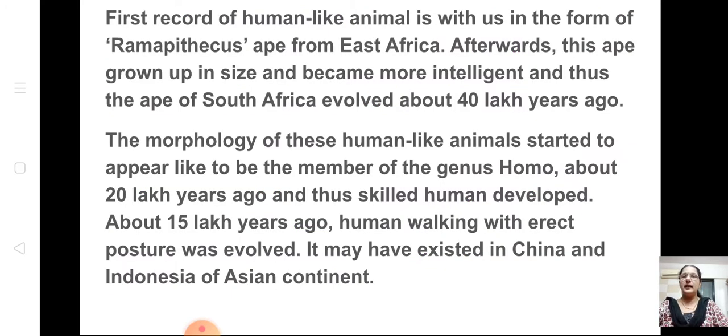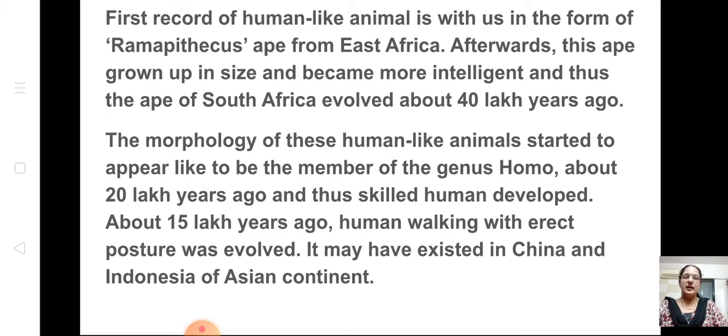The first record of a human-like animal is with us in the form of Ramapithecus ape, which was from East Africa. This is important. Afterwards, this ape grew in size and became more intelligent, and thus the ape of South Africa evolved. Then the morphology of these human-like animals started to appear like members of the genus Homo, about 20 lakh years ago, and the skilled human developed later slowly.